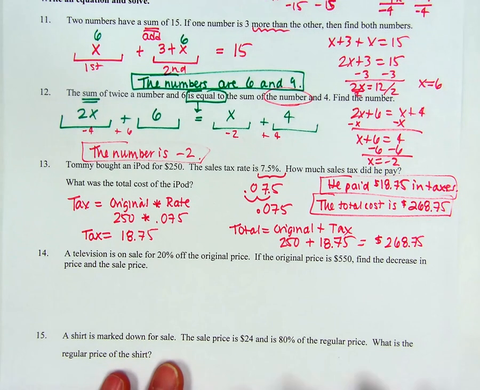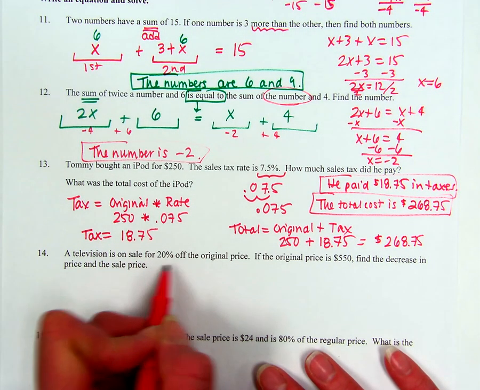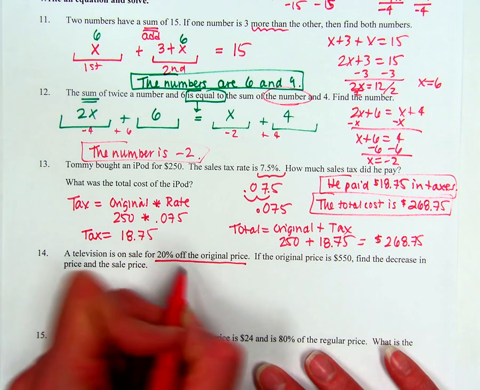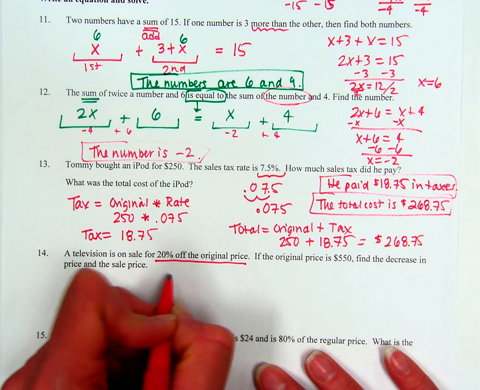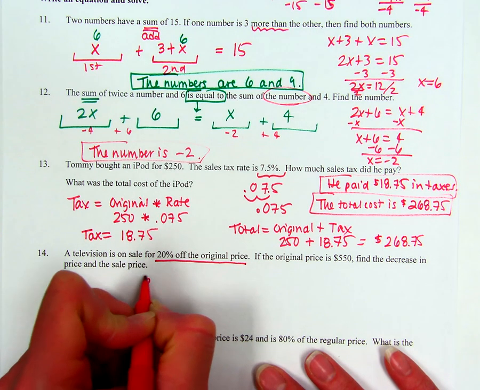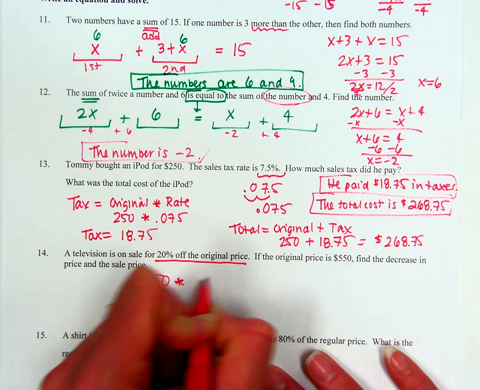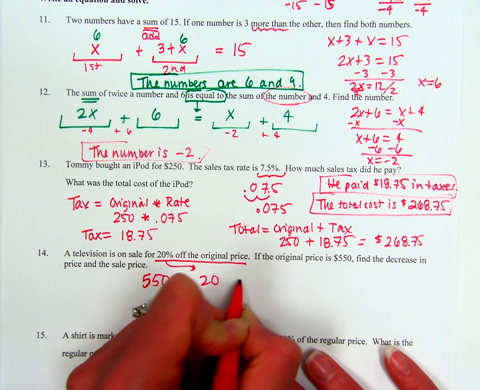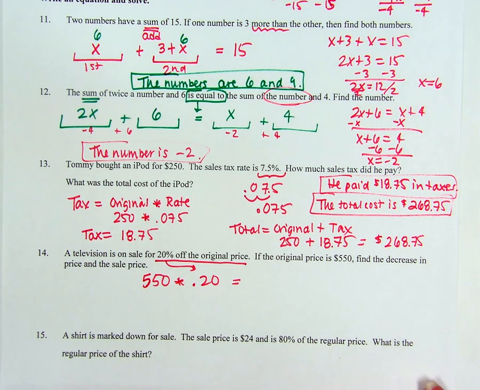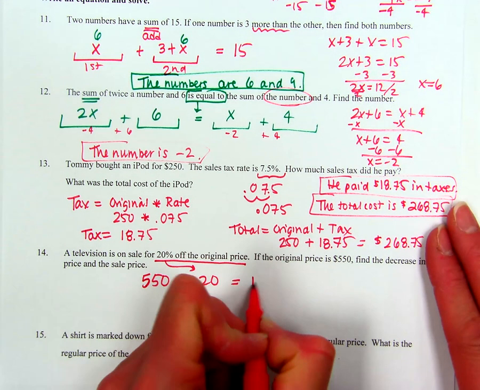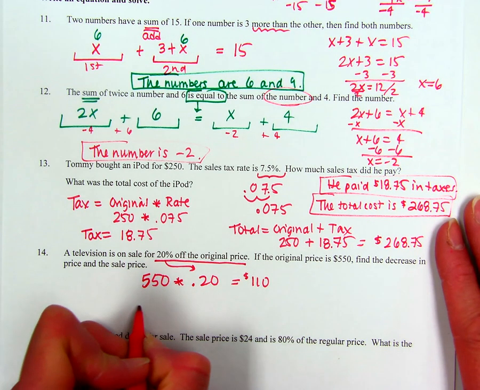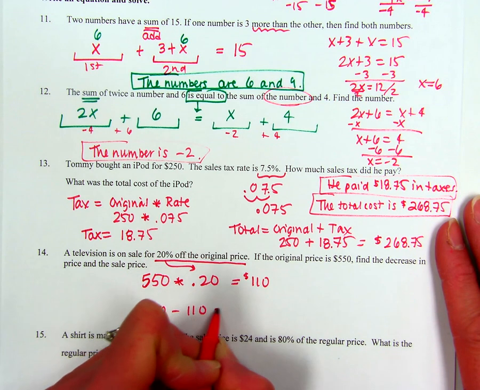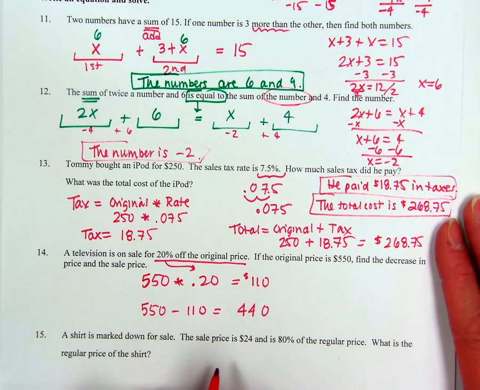All right, the last two. Television is on sale for 20% off the original price. The original price is $550. Find the decrease in price and the sales price. So I'm going to take my original price, which is $550, multiply it by 20%, which we're going to say is 0.20. If you do that, you're going to get 110. So this is the decrease in price. And then to find what it's on sale for, we're going to do 550 minus 110 equals 400.